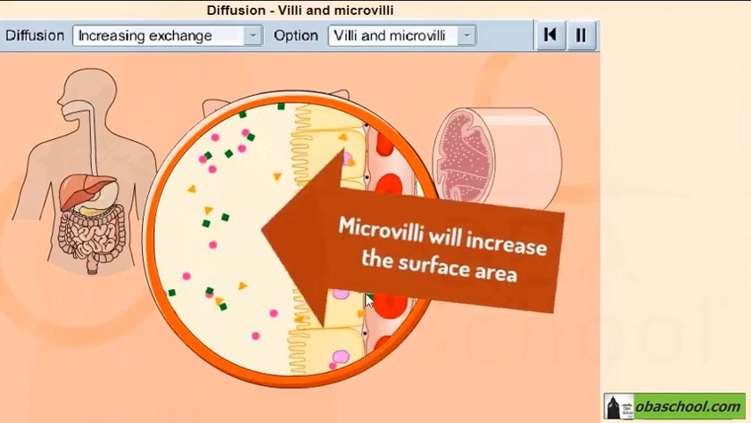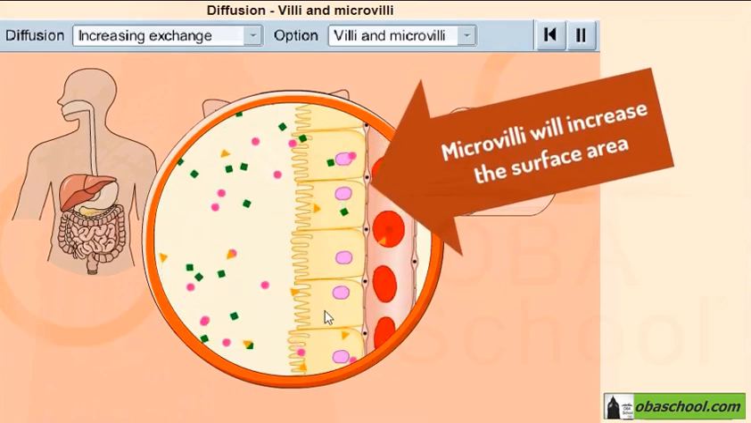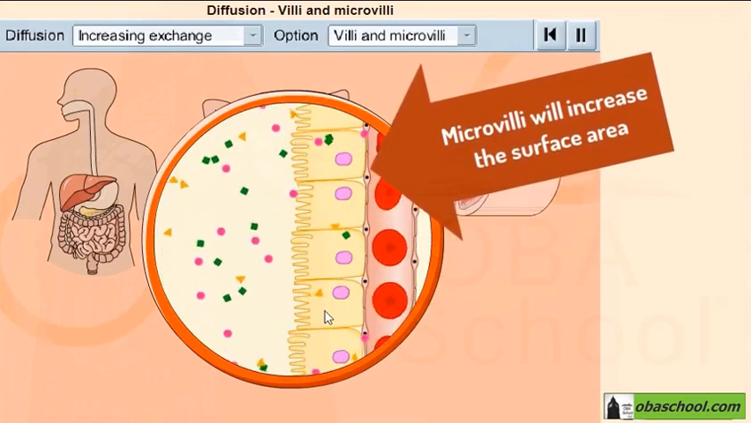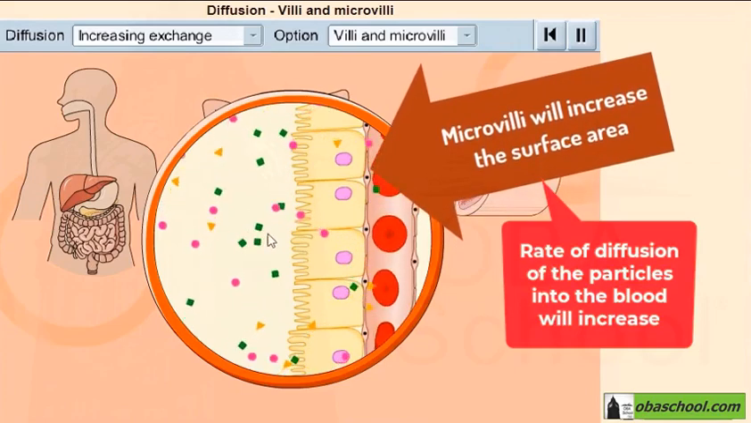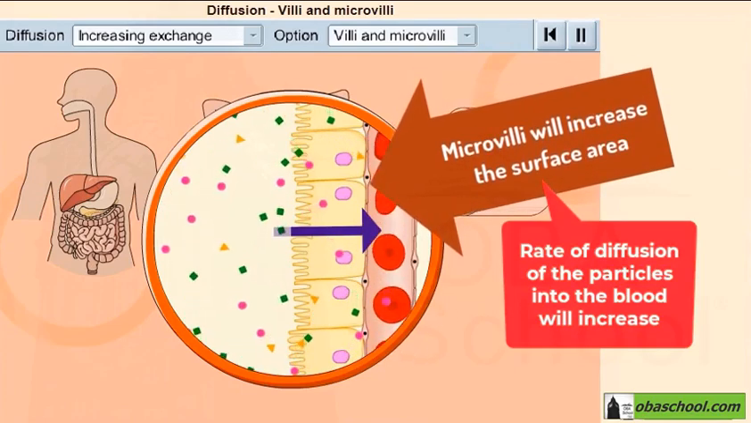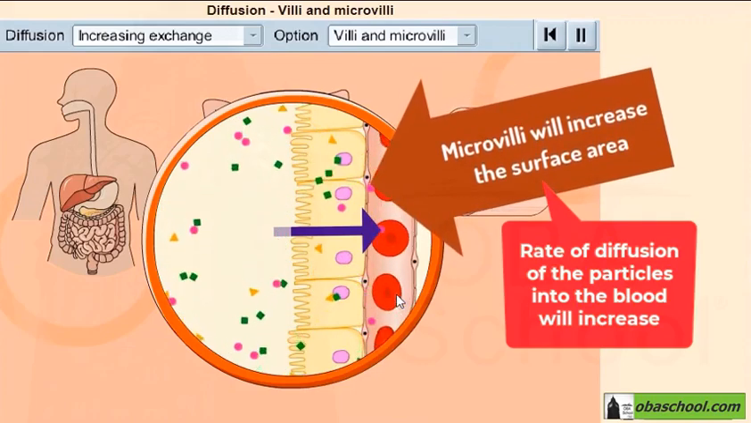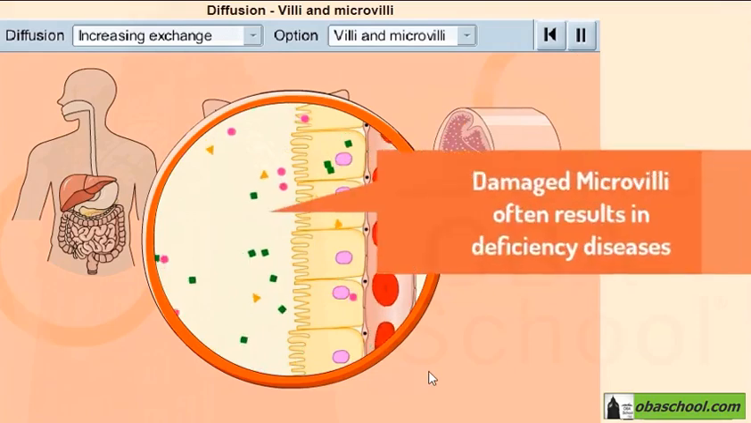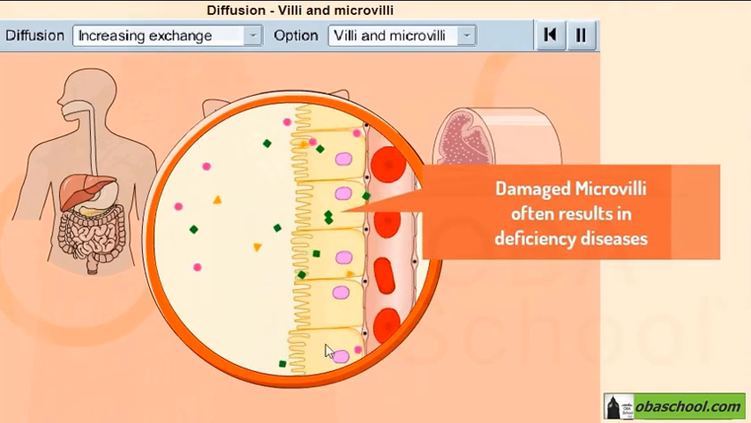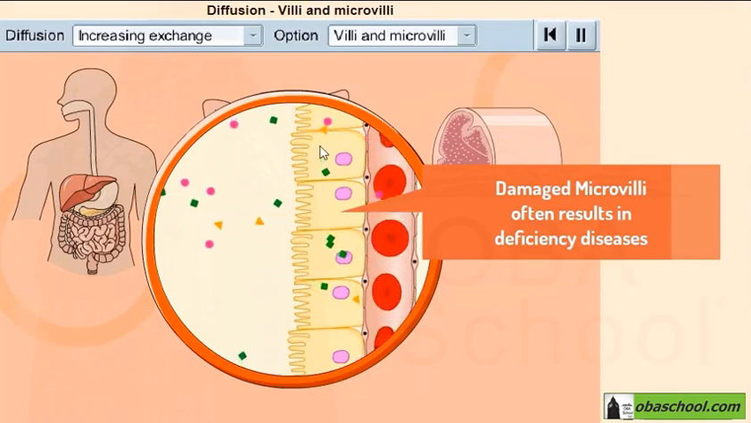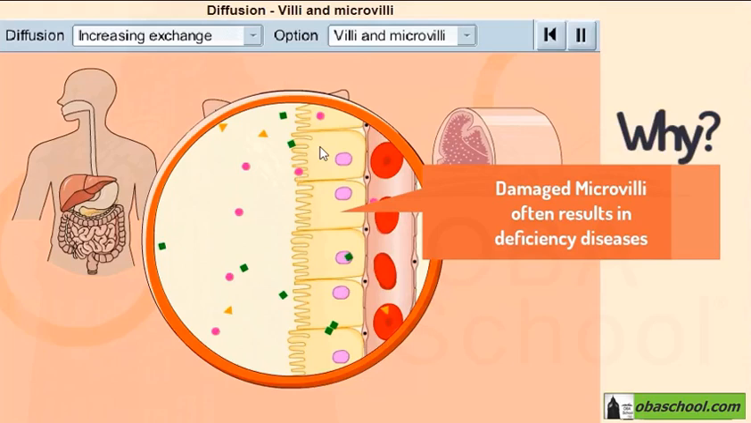Now, as you can see here, the microvilli will increase the surface area, and the rate of diffusion of the particles into the blood will consequently increase. Furthermore, it is noted that damaged microvilli often result in deficiency diseases. Does anybody have an idea why?